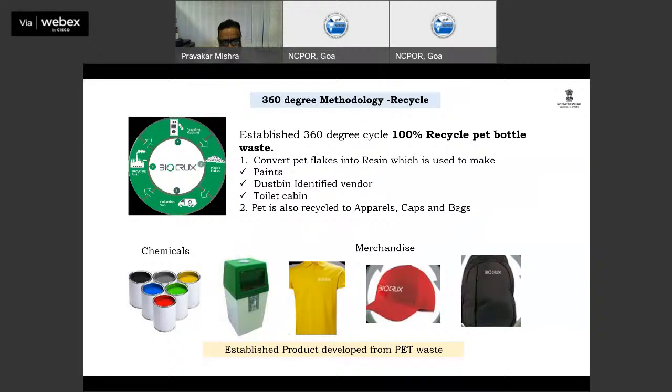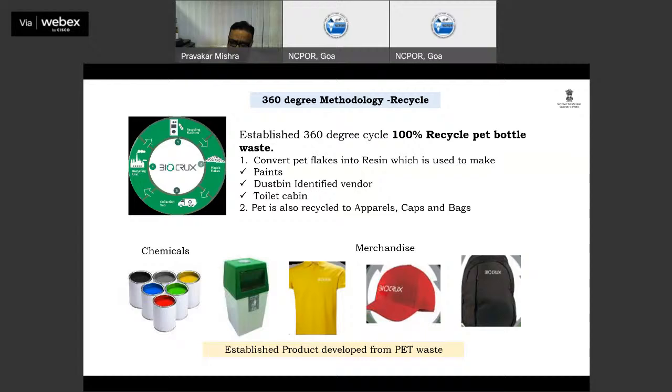Here are some of the examples I can give, which are also going on in developed countries. You can see that they established a 360 degree cycle, 100% recycled PET bottle waste, converting PET flakes into resins, which is used to make paints, dustbins, vendor and toilet cabins. PET is also recycled into apparel, caps and bags. So these are some of the established products developed from PET waste.